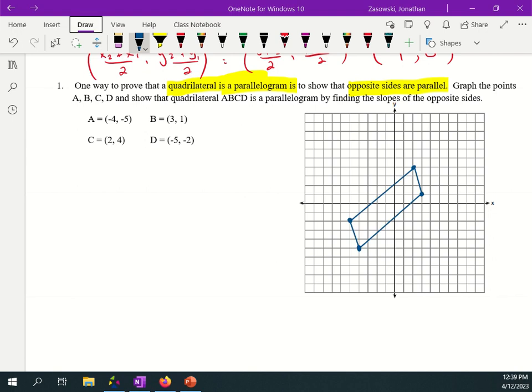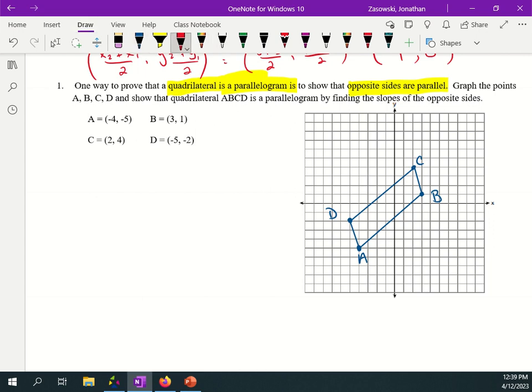Once we've gone ahead and graphed our points, we connect them with lines, make sure you label them. So we're starting off with A down here at negative 4, negative 5. B is 3, 1. C is 2, 4. And D is negative 5, negative 2. Okay. Our job is to show that opposite sides are parallel, which means we need to calculate the slopes.